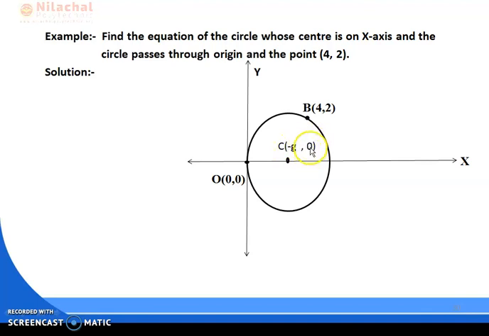So -f must be 0, because the center lies on the x-axis, so the y coordinate must be 0. X-axis means what? The y coordinate equals 0. So this is our figure, the geometrical figure of this question. Our question is to find the circle equation.